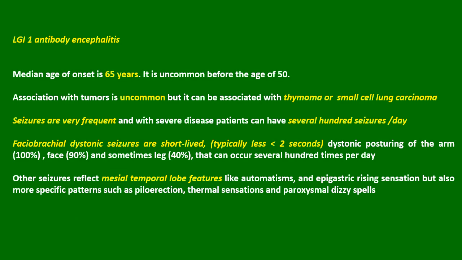LGI1 antibody encephalitis. The median age of onset is 65 years. It is uncommon before the age of 50. Association with tumors is uncommon, but it can be associated with thymoma and small cell lung carcinoma. Seizures are very frequent and with severe disease.